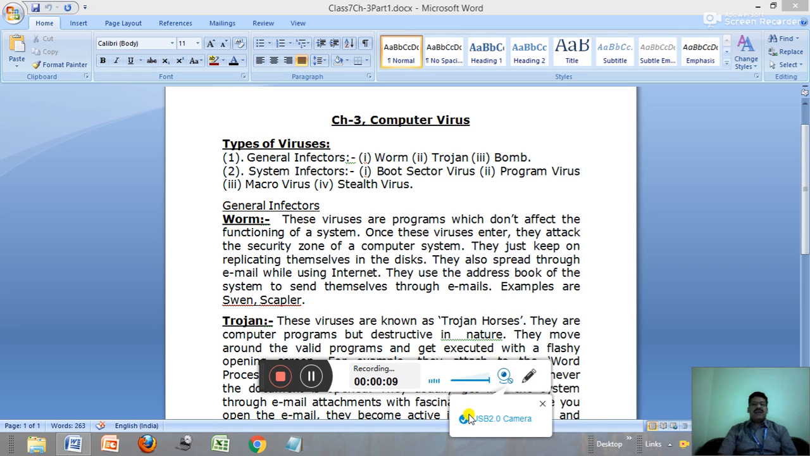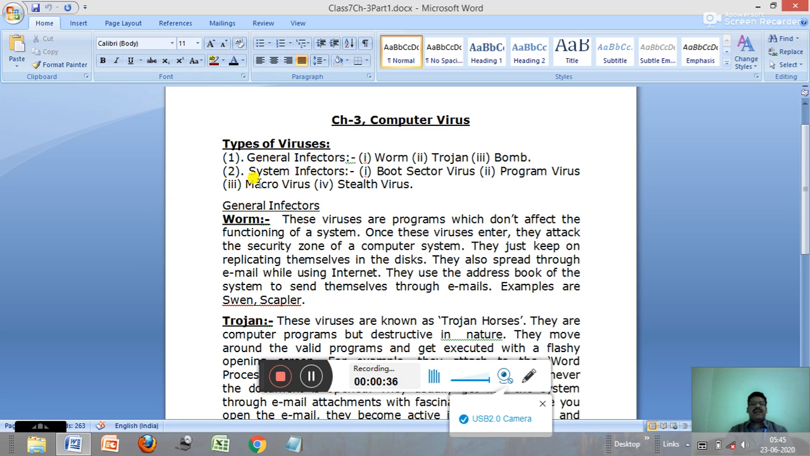In our last class, we discussed the symptoms of computer viruses and the types of viruses. There are two categories of computer viruses. The first one is called general infectors, and the second one is called system infectors. In general infectors, the viruses are worm virus, Trojan virus and bomb virus. So these are called general infectors.